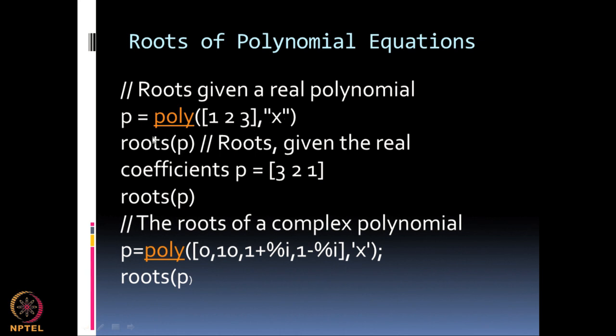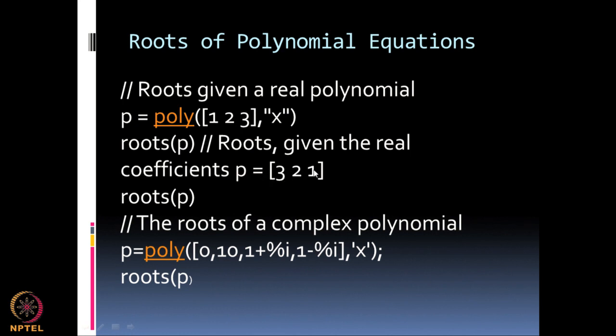So, let us go to the second command, coefficients p equal to 3, 2, 1. What does this do? It generates a polynomial. This coefficient vector tells us that the polynomial has 3 particular terms.